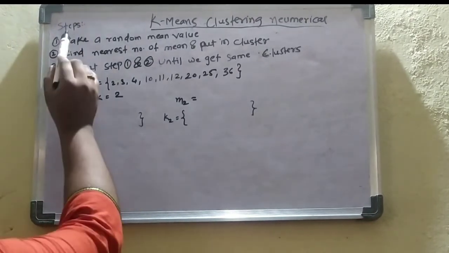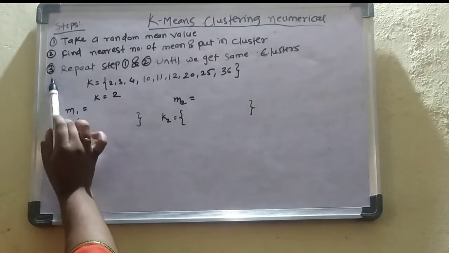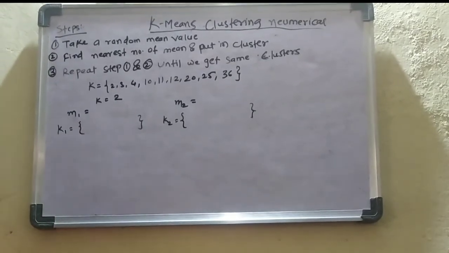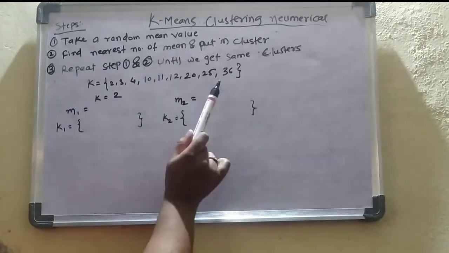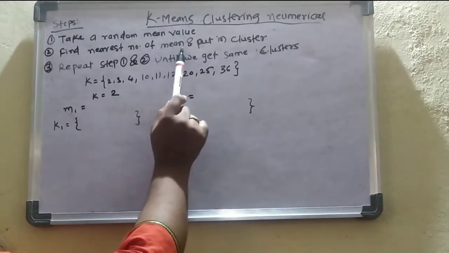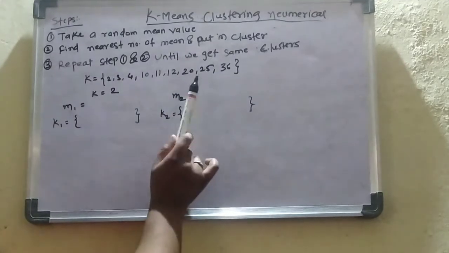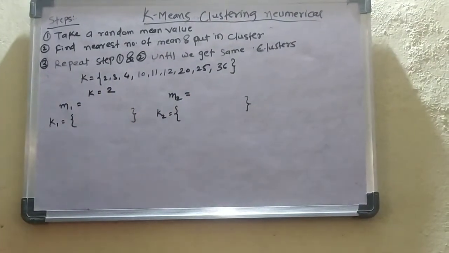First we'll see the basic steps of the algorithm. These are the three steps we have to perform to solve the numerical. We take a random mean value from the given data. We find the nearest mean for each data point and put it in that cluster. Then we repeat the two steps until we get the same clusters.